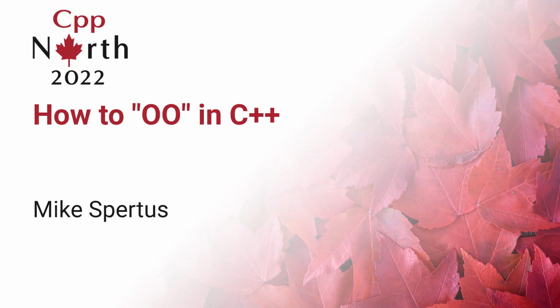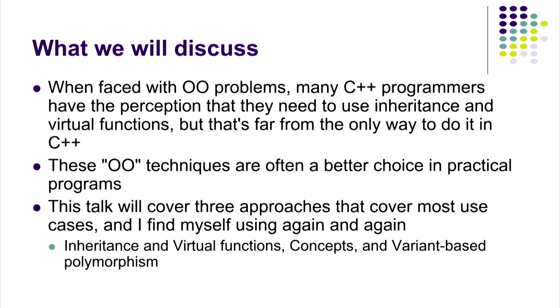All right, I'm Mike Spertus, and I'm going to talk about how to OO in C++. So here's what we're going to discuss. When faced with OO problems, many C++ programmers have the perception that they need to use inheritance and virtual functions to model that kind of behavior, but that's far from the only way to do it in C++.